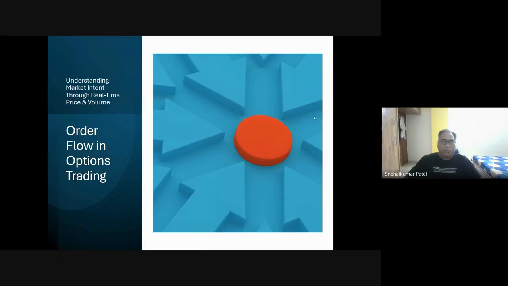So what we will be discussing today is how do we understand the market intention through real-time price and volume data through order flow. Specifically, we will be focusing on how do we leverage order flow data in option trading.